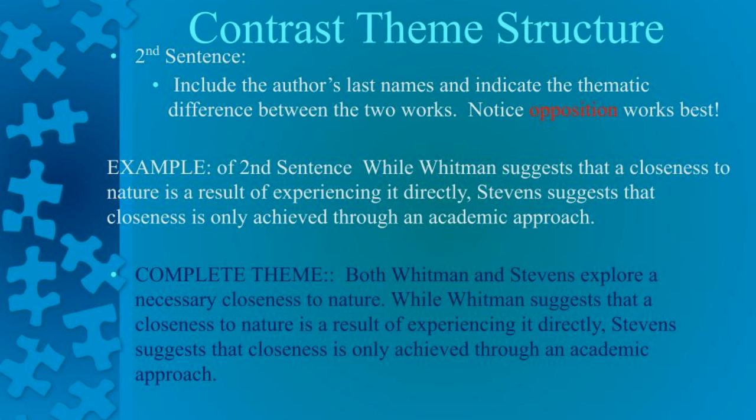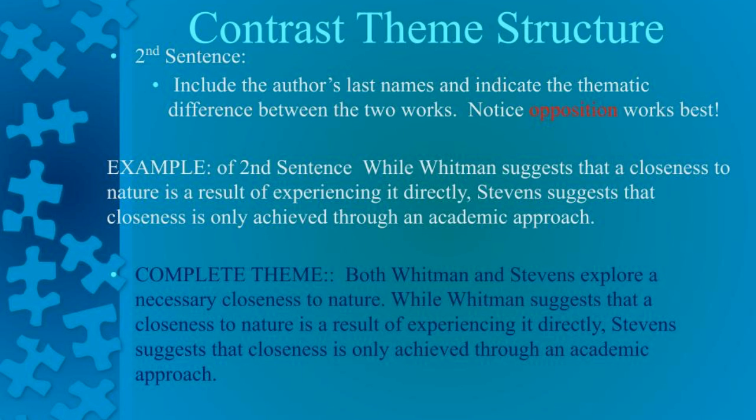Now, to clarify why opposition is so important: opposition actually gives you something to contrast, as opposed to just 2 things that could just be differing topics. So, for example, if I'm going to argue in one work that this author argues this group of people is strong, it would make sense that the opposing argument would be that this group of people is weak. And you see this opposition in the example that we have here in terms of how those 2 poetic authors discuss a closeness to nature.